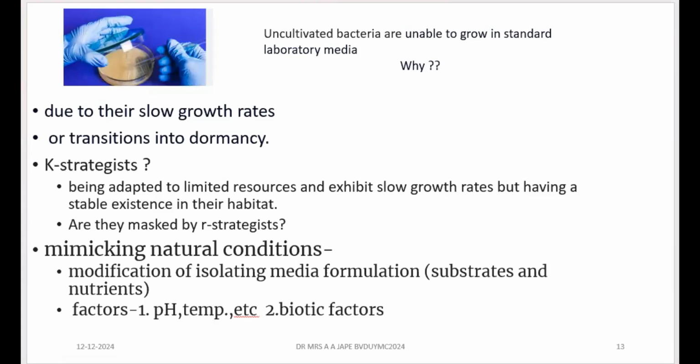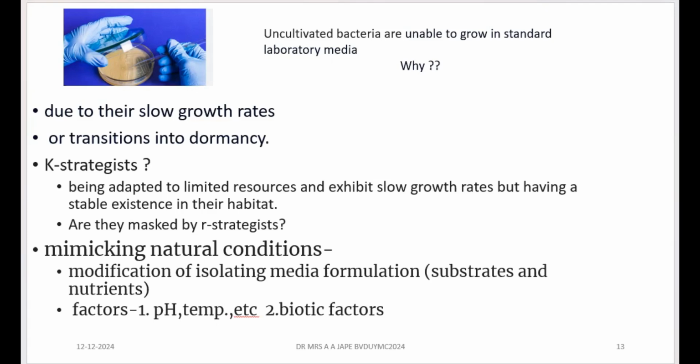Fine. So when you talk about uncultivable bacteria, is it that their growth rate is slow, or they are in the dormancy phase, or their total number in the given sample is less? These things we talked about. Another thing is a concept that is K strategist. What do you mean by K strategist? That is, these bacteria are adapted to limited resources. Now, when they are growing in the natural environments, they are not going to have as much glucose and peptone and yeast extract and all the nutrients that you meticulously add to the culture media.